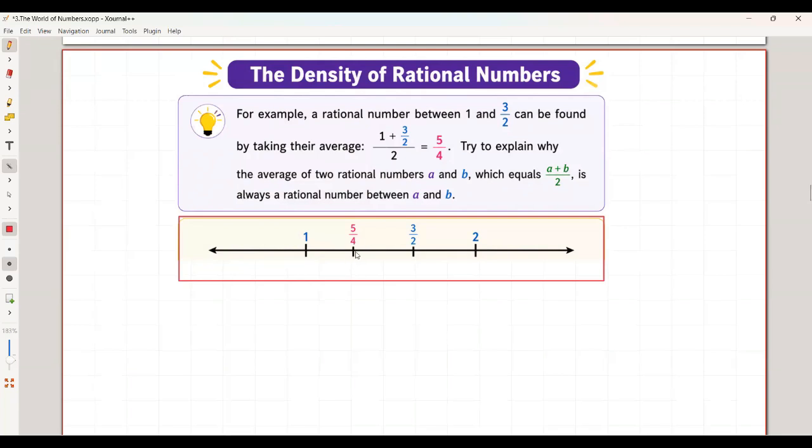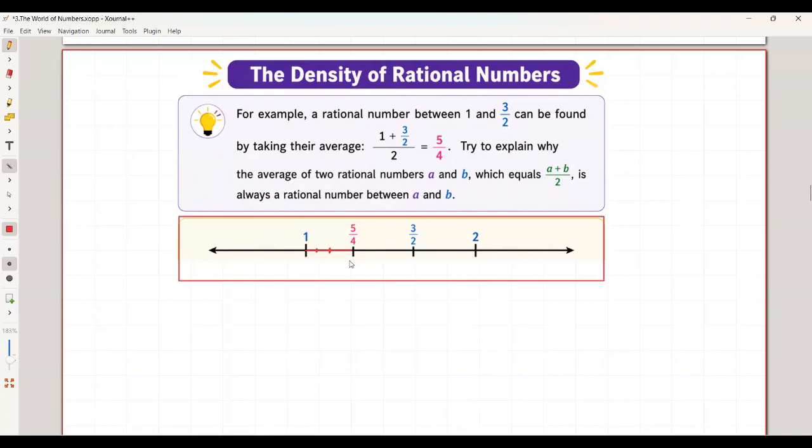The center value will come. Again, if I want to find the rational number between 1 and 5 by 4, add these two numbers and divide by 2. Again, you will get one rational number. Again, if you add these two numbers and divide by 2, you will get another rational number. Again, add these two and divide by 2. However many times you want, we can find rational numbers.